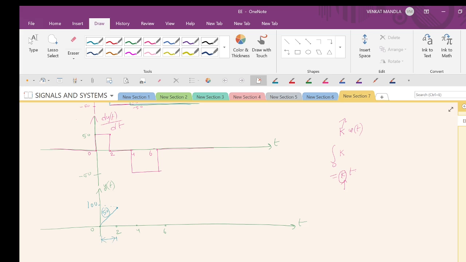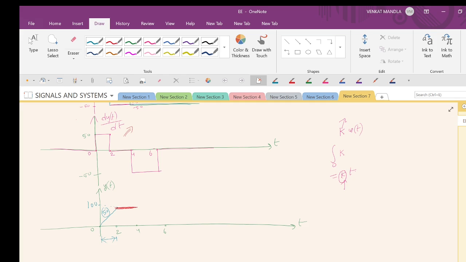2 to 4, this is 0. To differentiate some constant, you will get 0, right? So if you differentiate this signal y of t, you will get dy by dt, right? Differentiate this. If you differentiate this constant, you will get 0 only. Okay, 2 to 4.